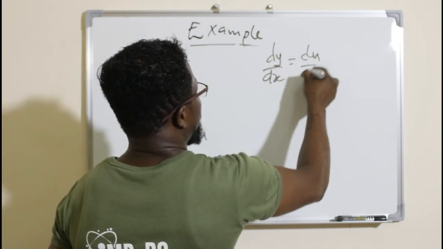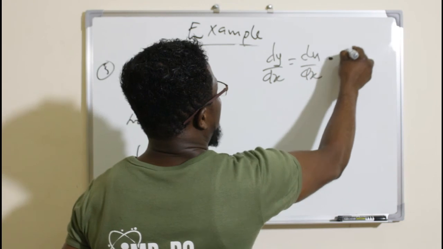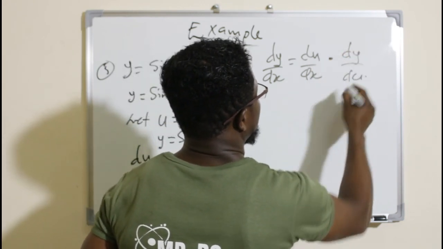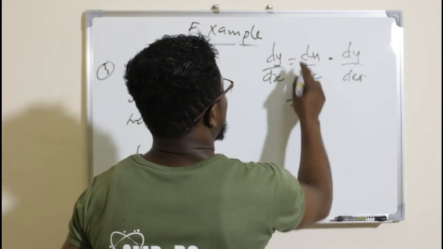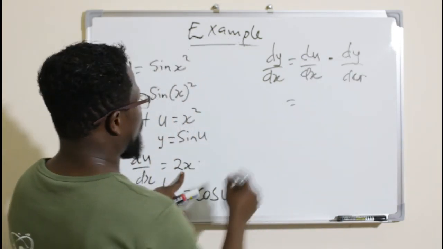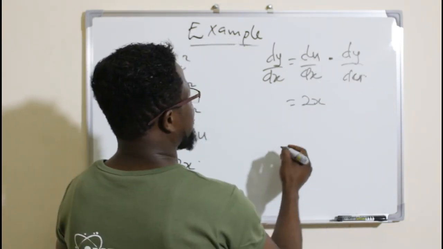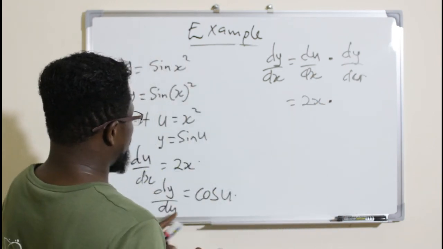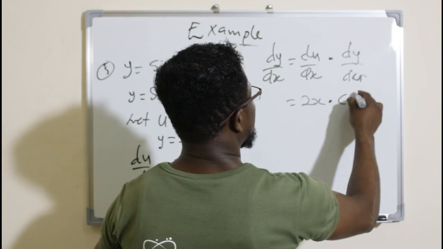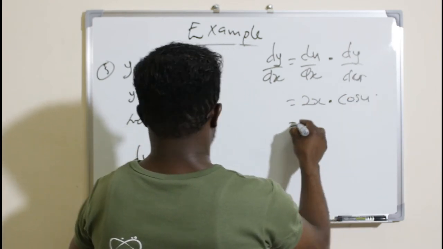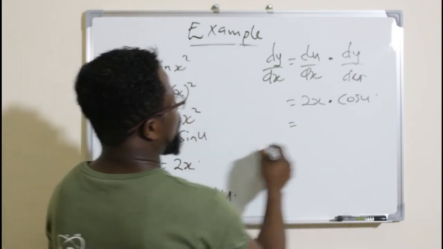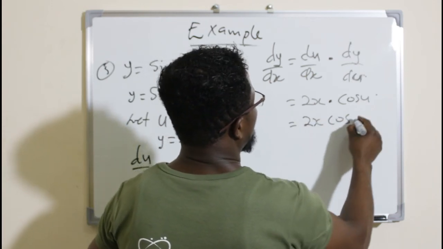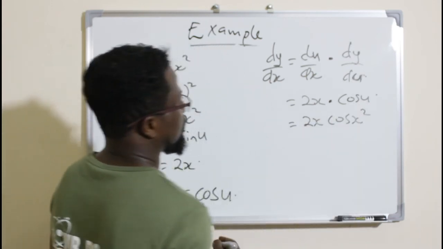dy/dx equals du/dx multiplied by dy/du. Now du/dx, according to what we have solved, we got what? 2x. Multiplying it by dy/du. The dy/du is now cos u. But remember, what is u? u is x squared. So we will do the substitution there, and that becomes cos of x squared. Right.